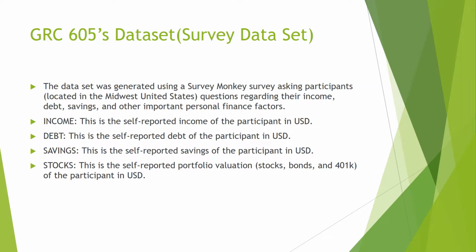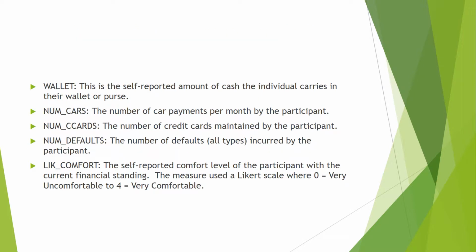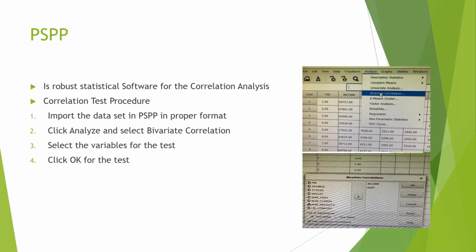For this analysis, we'll be using the same dataset, GRC605 survey dataset, and this includes different financial variables like income, debt, savings, stocks, etc. You can see other variables here. Now let's come to how to use PSPP for the correlation analysis. As we all know, PSPP is the robust software for the statistical analysis.